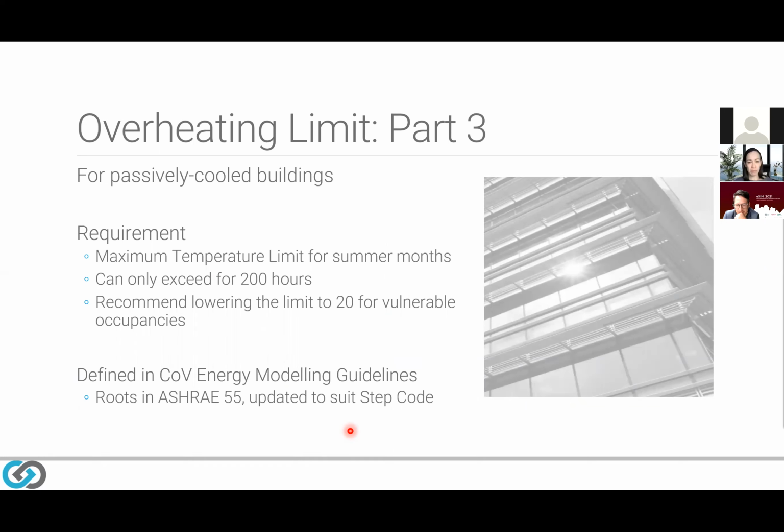As I noted, for Part 3 buildings, there's also a new overheating limit, and that is for passively cooled buildings or passively cooled spaces within a building. The way that this requirement is laid out is that there's a maximum temperature limit for the summertime months, and this is dependent upon the climate file. And the indoor temperature of a passively cooled space can only exceed that limit for 200 hours of those months. That's the code requirement: 200 hours. There's also a recommendation in there to actually lower that limit to only 20 hours for vulnerable occupancies.